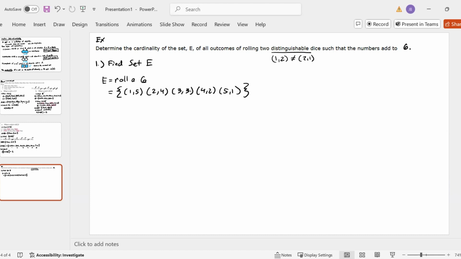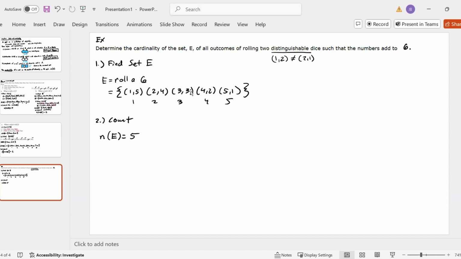Okay? And then now we just count. Step 2 is to count. So the cardinality of E is equal to 1, 2, 3, 4, 5. So it's just 5, right? So one thing that you're going to have to be careful of is you're going to have to read the problem. If I ask for a probability, that's where you're going to divide and give me a fraction.